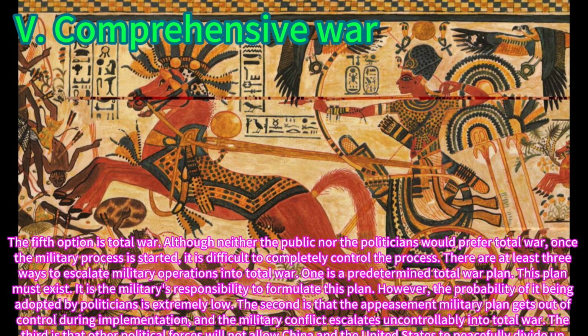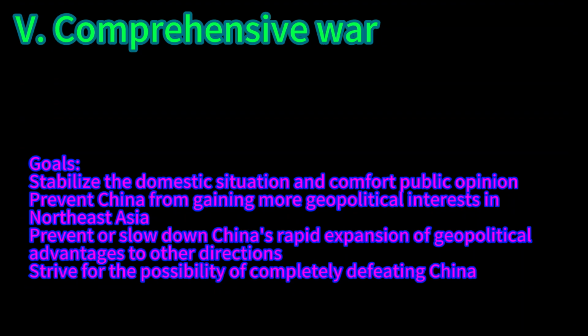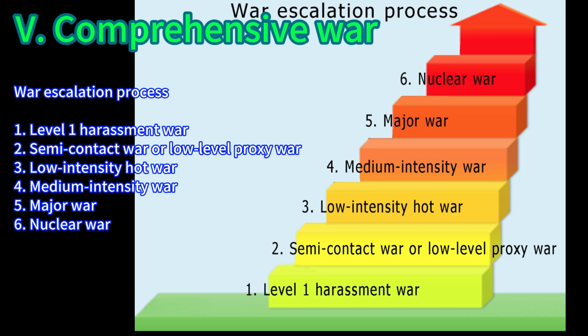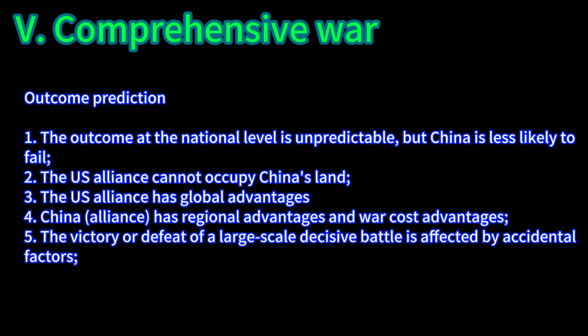The fifth option is total war. Although neither the public nor the politicians would prefer total war, once the military process is started, it is difficult to completely control the process. There are at least 3 ways to escalate military operations into total war. One is a predetermined total war plan. This plan must exist. It is the military's responsibility to formulate this plan. However, the probability of it being adopted by politicians is extremely low.